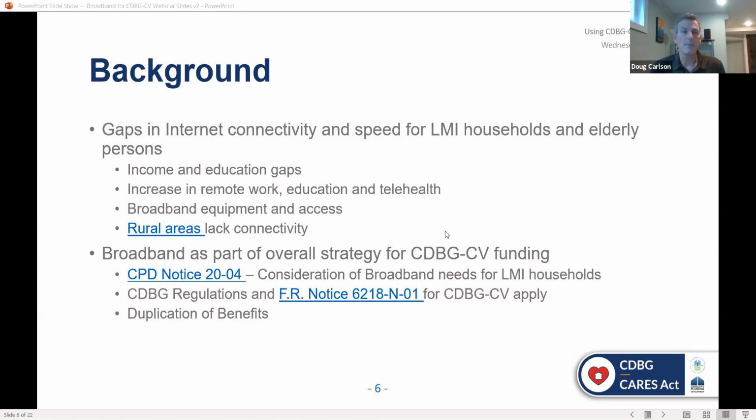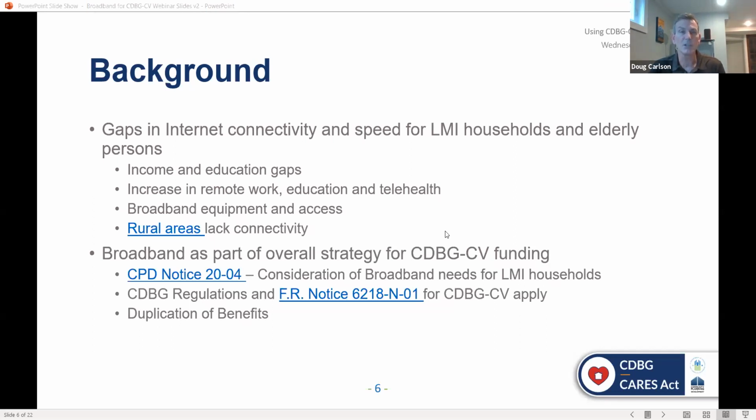It's also important to remember that broadband for several years now should be part of the overall strategy for CDBG funding, and it can be part of the overall strategy for CDBG-CV funding. CPD Notice 20-04, which came out last year, actually discusses how consideration of broadband needs for LMI households and discussions with internet service providers, and others supporting broadband should be part of the consolidated plan that is done by jurisdictions. And then remember also that the CDBG regulations apply to any broadband activities, as do the flexibilities and alternative requirements that are in the Federal Register Notice for CDBG-CV, which is linked again in that slide right there.